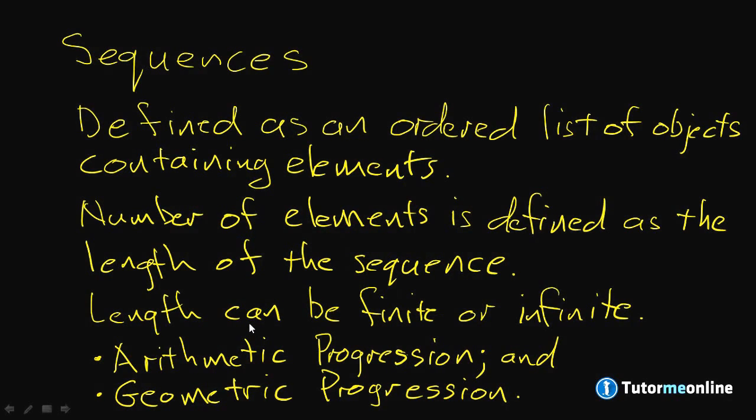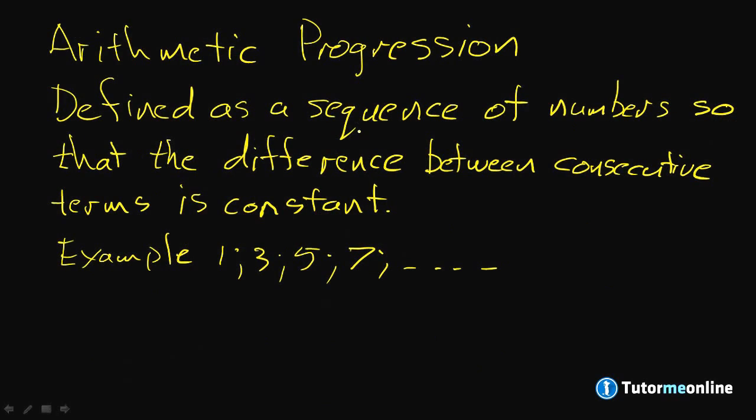We will discuss two types of progressions today, or sequences. We will discuss the arithmetic progression and we will discuss the geometric progression. An arithmetic progression is defined as a sequence of numbers so that the difference between consecutive terms is constant.